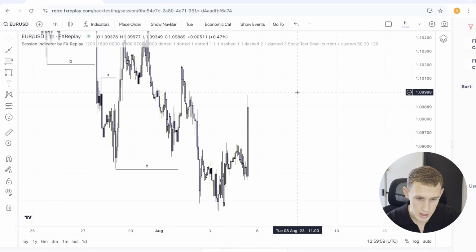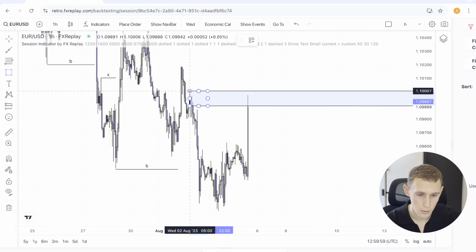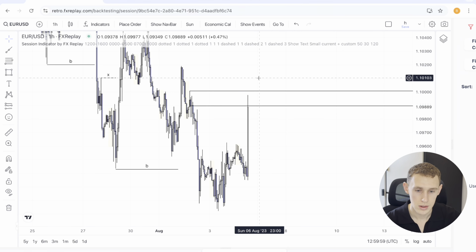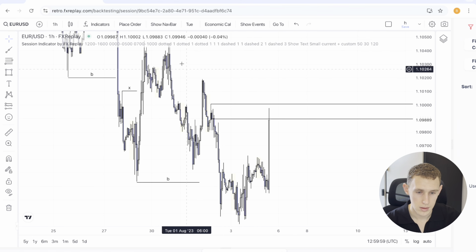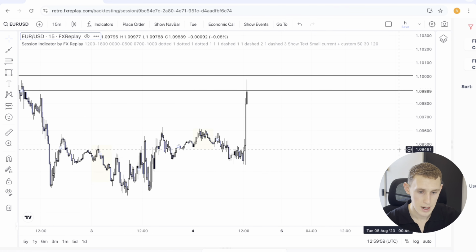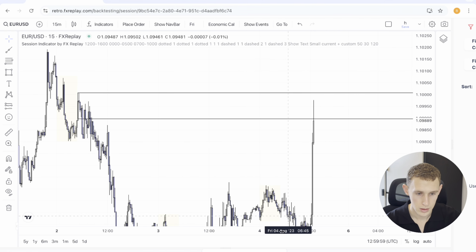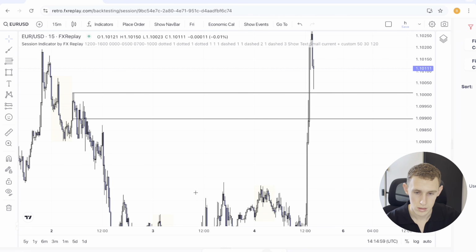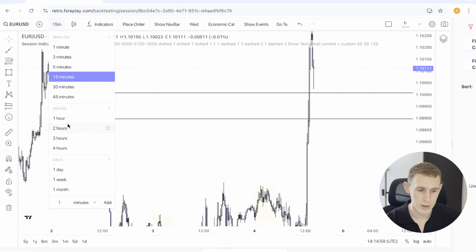It is also kind of within this supply, which was a whole 4-hour supply zone, which is in the current leg of the trend as well. So let's see how price develops from here. Yeah, very clearly price didn't respect that area.